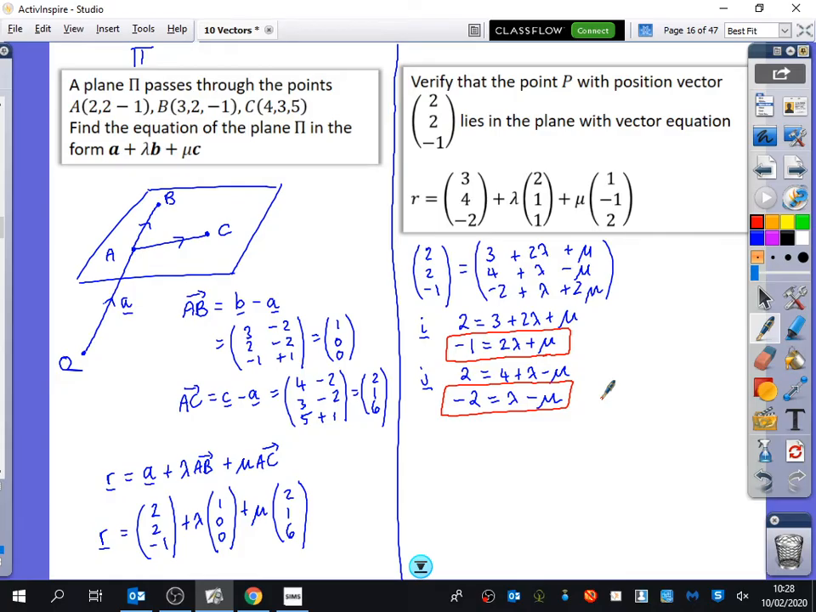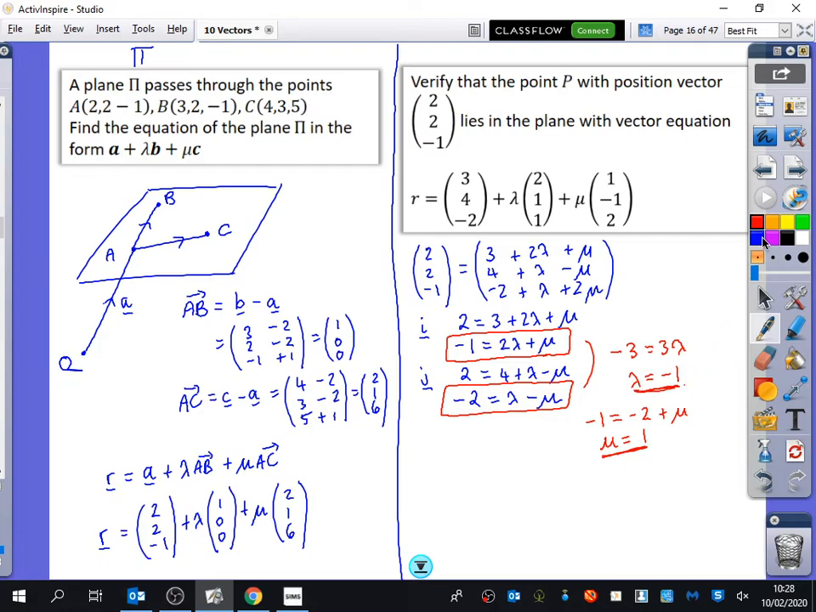Make lambda equal. You could just add them. Yeah. But you can use equation solvers on calculators at any time, unless they've said you have to show the algebra. So if I add these together, I would get minus 3 equals 3 lambda. So lambda is equal to minus 1. Now if I substitute in, I don't know, the top one, minus 1 equals minus 2 plus mu. So mu is equal to 1.